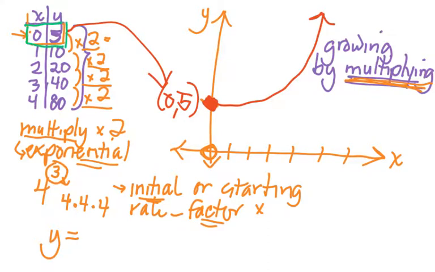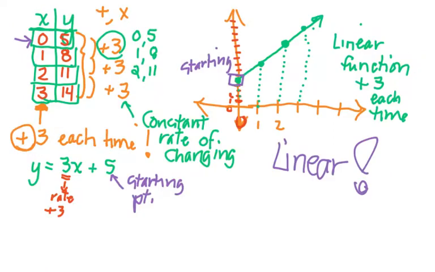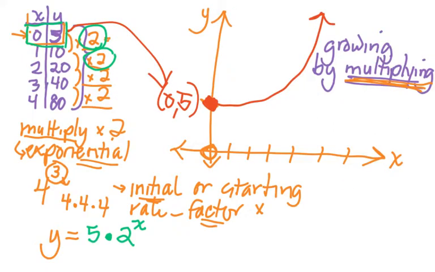It's 5. And I'm going to multiply that starting value by how did it grow? What did I multiply by each time? I multiplied by 2. And I'm going to raise that to the power of x. All right? So hopefully that helps with regards to understanding the difference between linear and exponential.